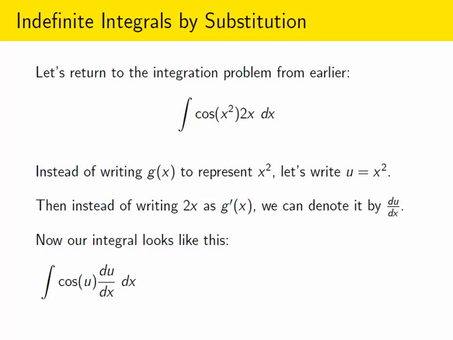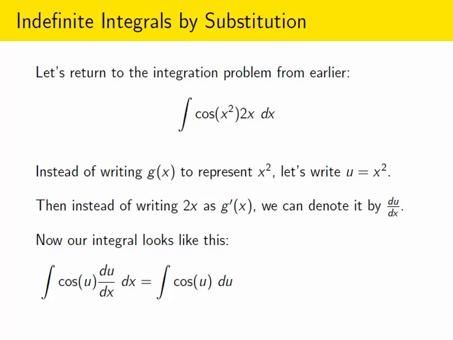So that means the integrand we started with could be written as cosine of u times du dx, integrated with respect to x. So instead of an x squared, I have this u, and instead of a 2x, I have du dx. But du dx times dx, that's what we mean by the differential du.